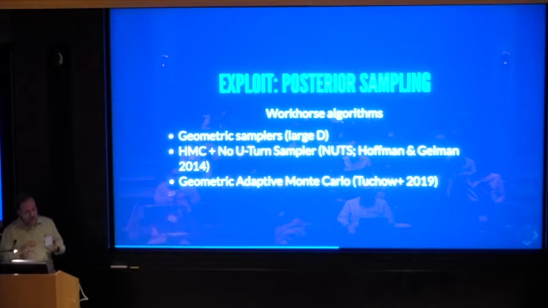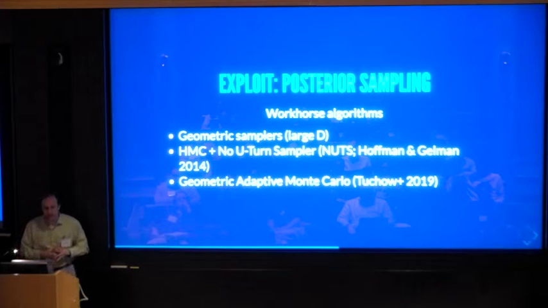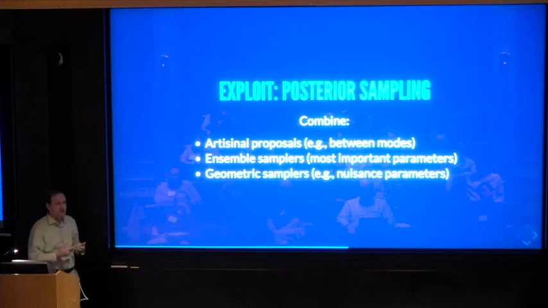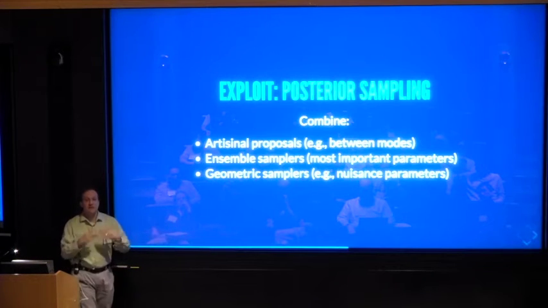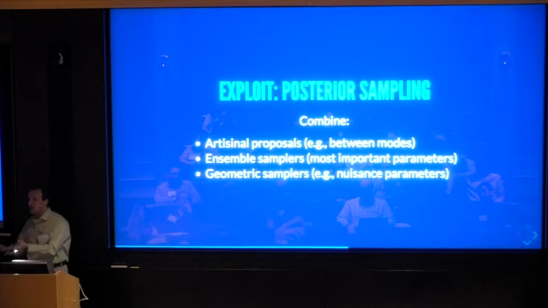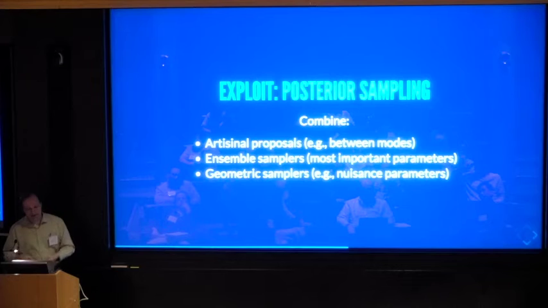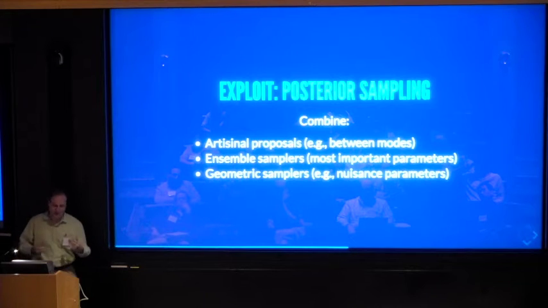There's also some geometric adaptive Monte Carlo algorithms. I think it's fair to say they're still a little bit more experimental, but they try to make use of this higher order gradient information in a computationally efficient way. Of course, these can be combined. So for example, you may use a geometric sampler to explore each mode, but also have artisanal proposals to allow you to jump between modes. Arguably, maybe this is like one big artisanal sampler. Maybe it's really just nesting a few samplers on top of each other.